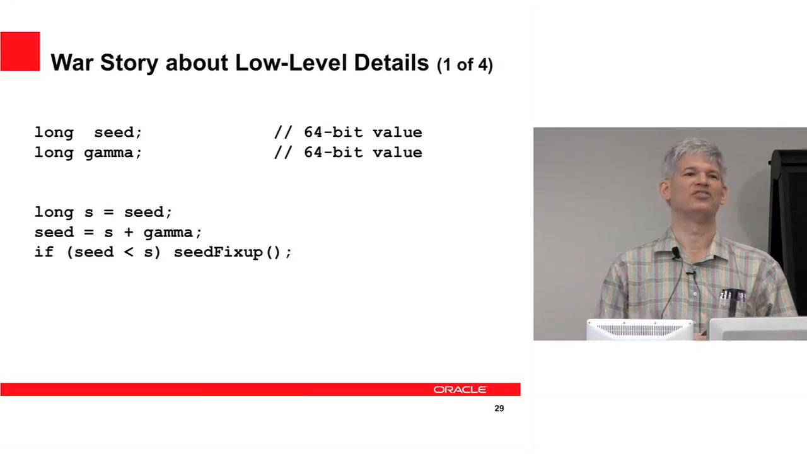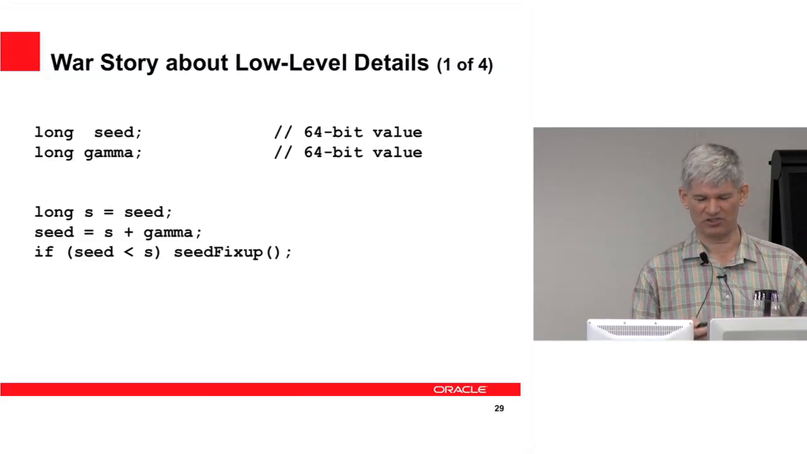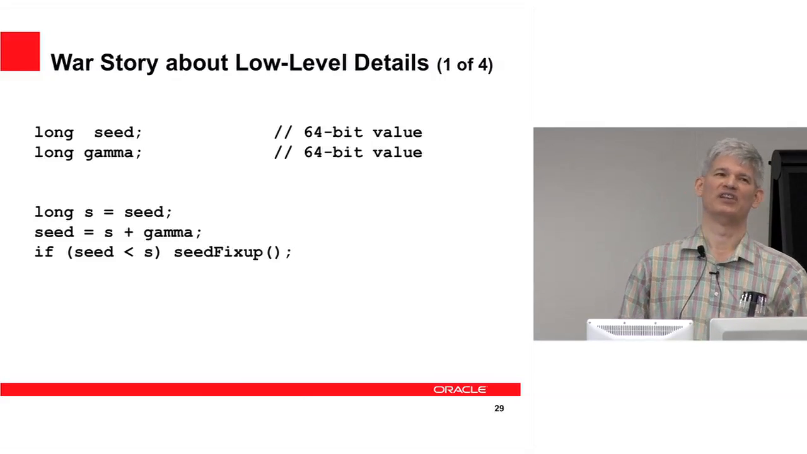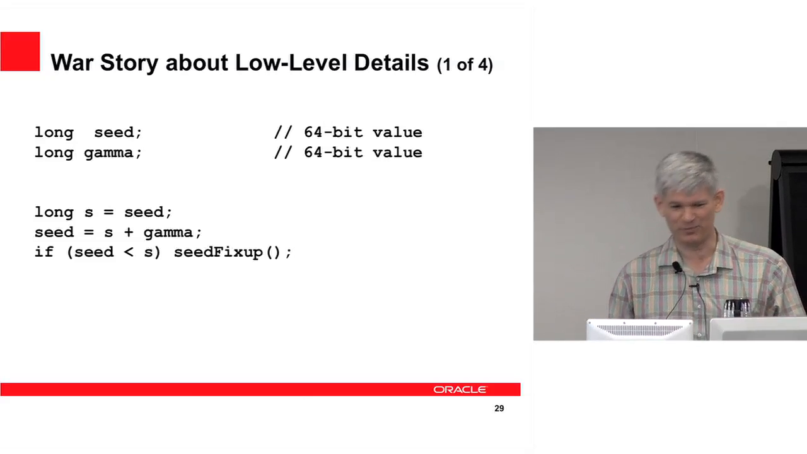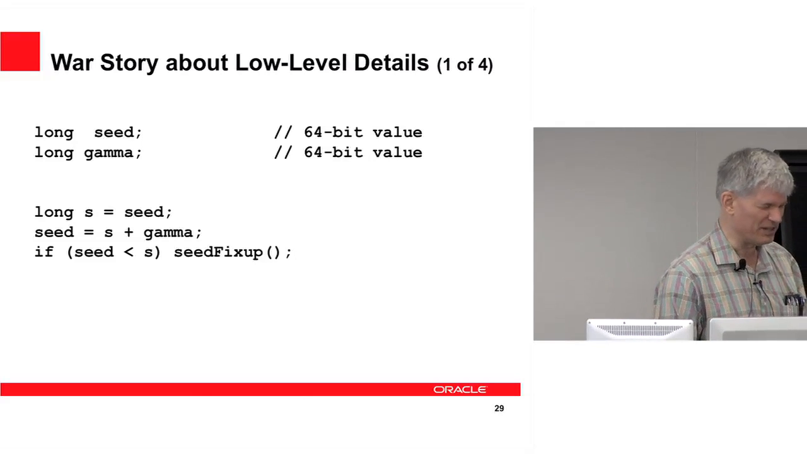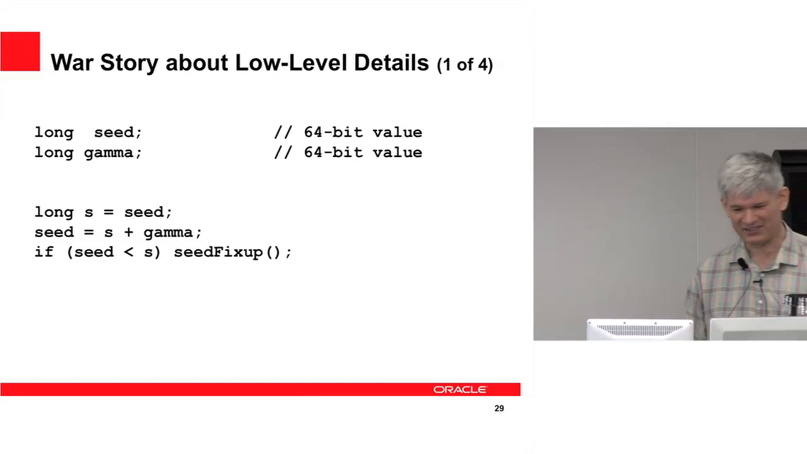Now, the war story has to do with experimenting with a 128-bit version of this. And Java doesn't have 128-bit integers. Fortress did. Fortress is dead. Too bad. Wish Java had 128-bit integers, not big integers, because I want to be fast.